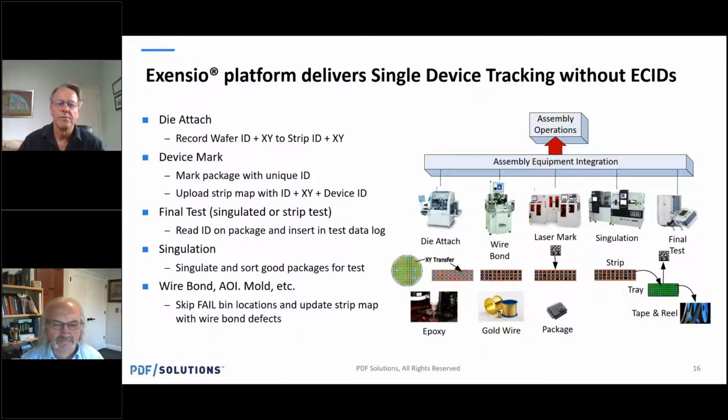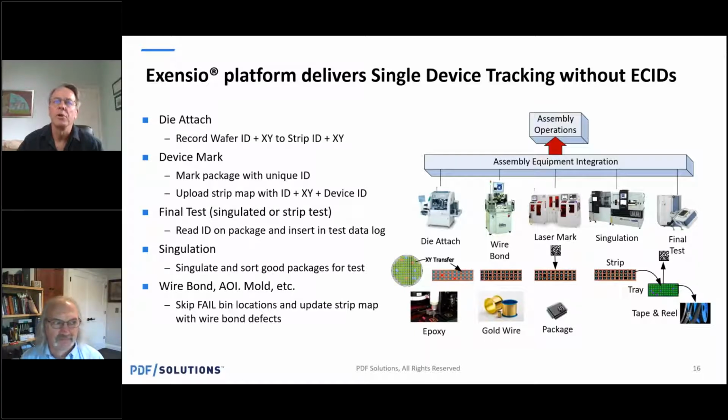Okay, so I keep talking about how we've got to track without ECID. So how do we do it? This diagram shows a very simple process which illustrates how the Exensio platform collects data and records it in E142 format. So let's go over it briefly, starting from the die attach. We are picking good die from a wafer based on a wafer map and placing them at good locations on a strip. And at the same time we are recording the XY transfer, and we are recording other materials such as the epoxy lot number that was used for every individual die.